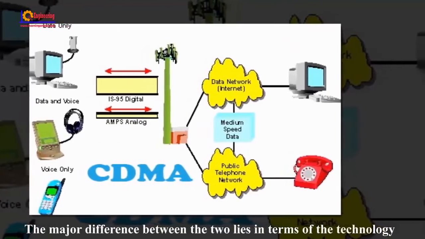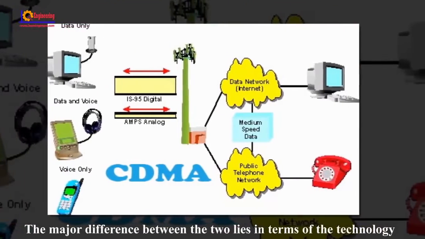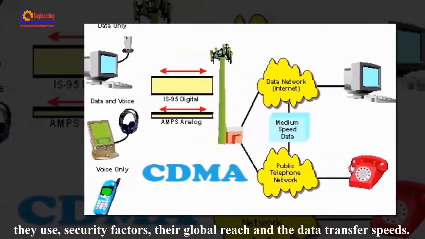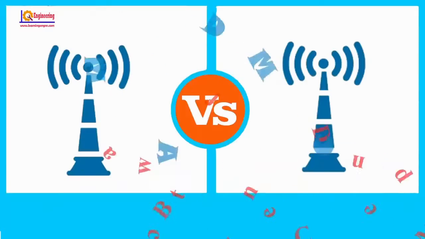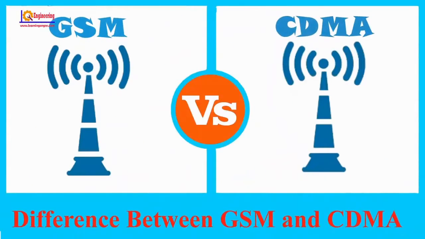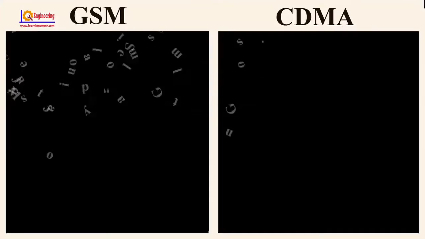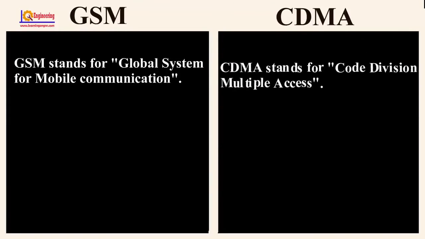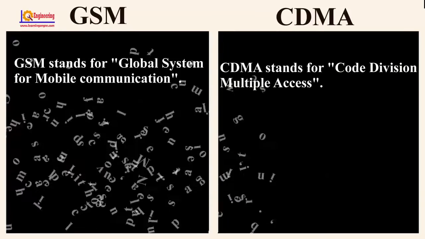The major difference between the two lies in terms of the technology they use, security factors, their global reach, and the data transfer speeds. In this video, I am going to show you the difference between GSM and CDMA technology. GSM stands for Global System for Mobile Communication. CDMA stands for Code Division Multiple Access.